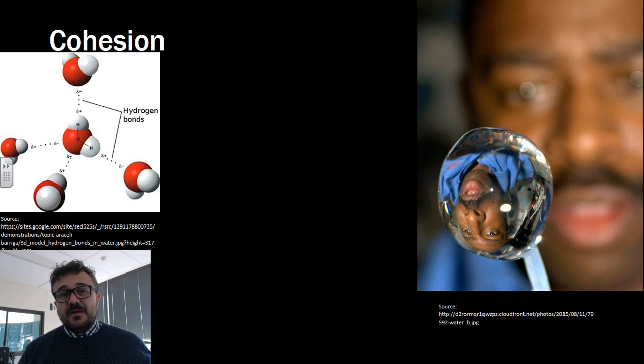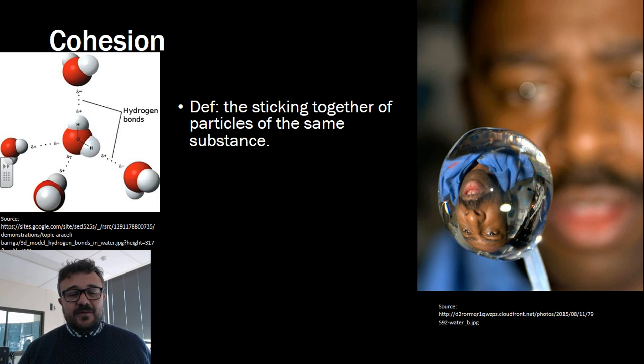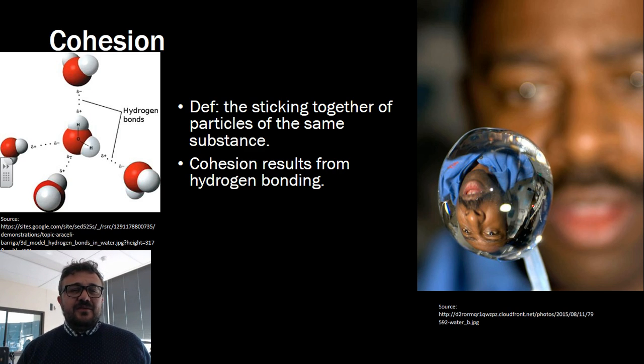So, what is cohesion? Let's start here. Cohesion's the simpler one that you might be a bit more familiar with. It's the sticking together of particles of the same substance. So cohesion is when we have particles that are identical or the same sticking together. Water particles sticking together, ammonia particles sticking together. Cohesion tends to result from hydrogen bonding, which is why we said ammonia or hydrogen sulfide, as well as water.